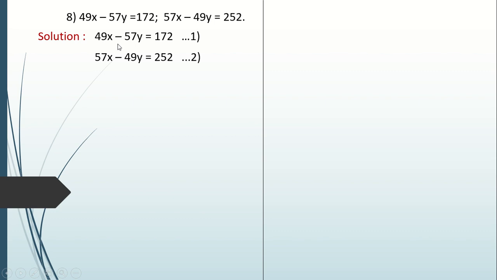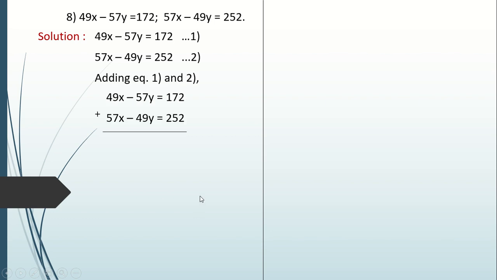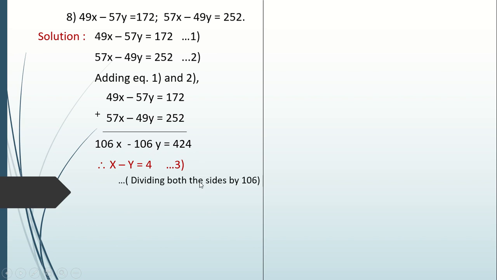The coefficients are interchanged, 49x, 49y, 57y, 57x. Okay, the coefficients are interchanged. In this case also you have to add equation 1 and 2. So when you add equation 1 and 2, you will get 106x minus 106y is equal to 424. Now dividing both sides by 106, we get x minus y is equal to 4.